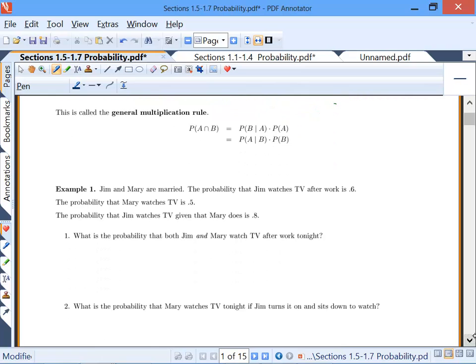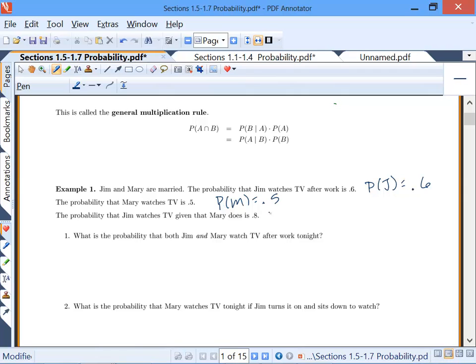So we can try this. Jim and Mary are married. The probability that Jim watches TV after work is 0.6. So this tells me just the probability of Jim watching TV is 0.6. The probability that Mary watches TV is 0.5. So that's the probability of Mary is 0.5. And then they tell us the probability that Jim watches TV, given that Mary does, is 0.8.